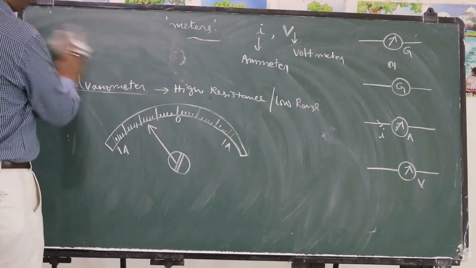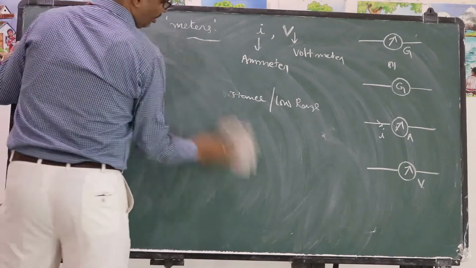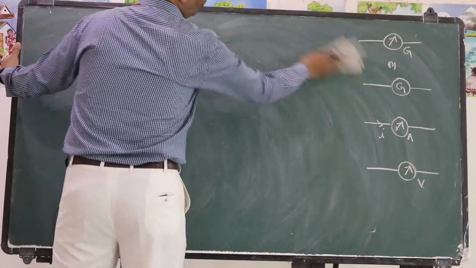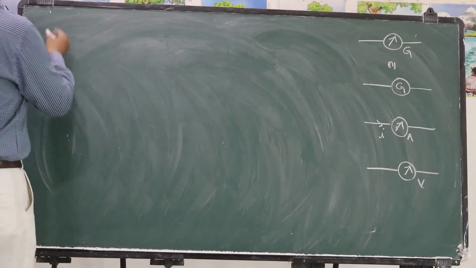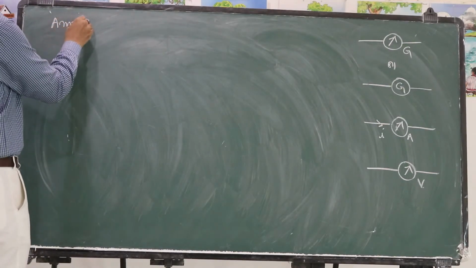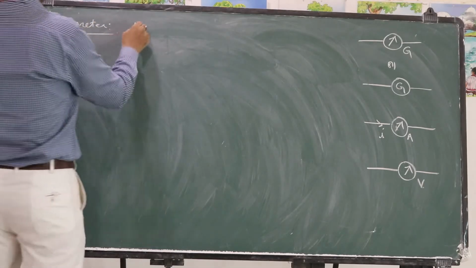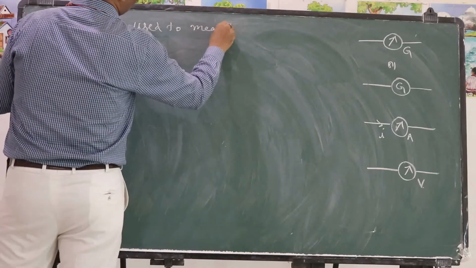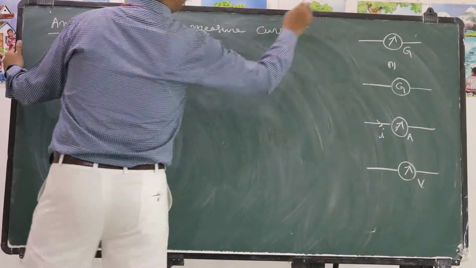So ammeter is a device which is used to find the current passing through a branch of the circuit. Okay, how to do it? How to measure it? Ammeter means used to measure current in a circuit.